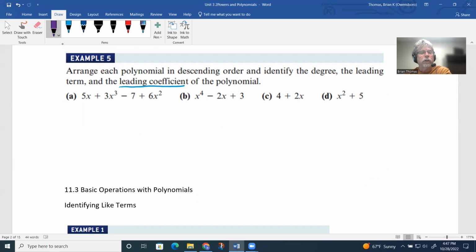So when I write this as 3x cubed, 6x squared, 5x, and -7, the 3x cubed would be the highest degree. The 6x squared would be the next one. The 5x would be the third one, and then the -7 would be the last one. By doing that, you kind of see that the degree of the polynomial is 3. So I want to identify the degree of the polynomial, which is 3.